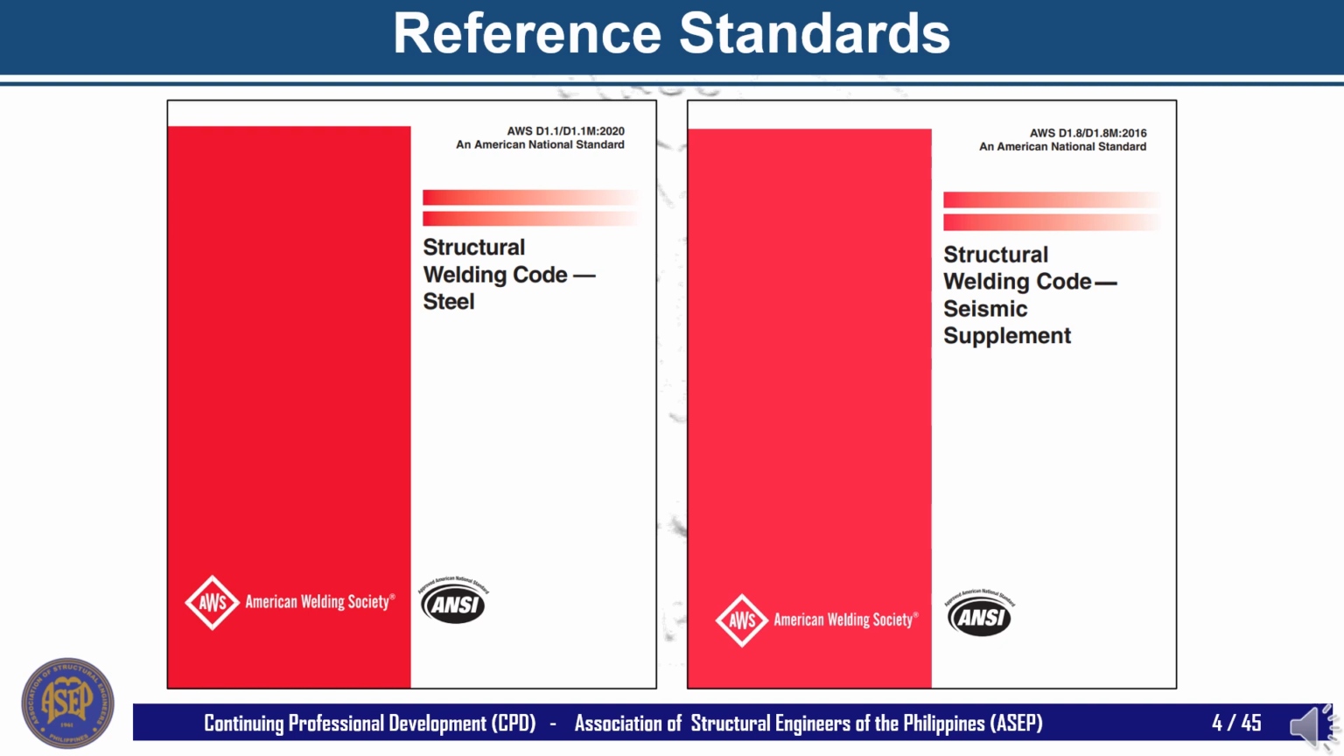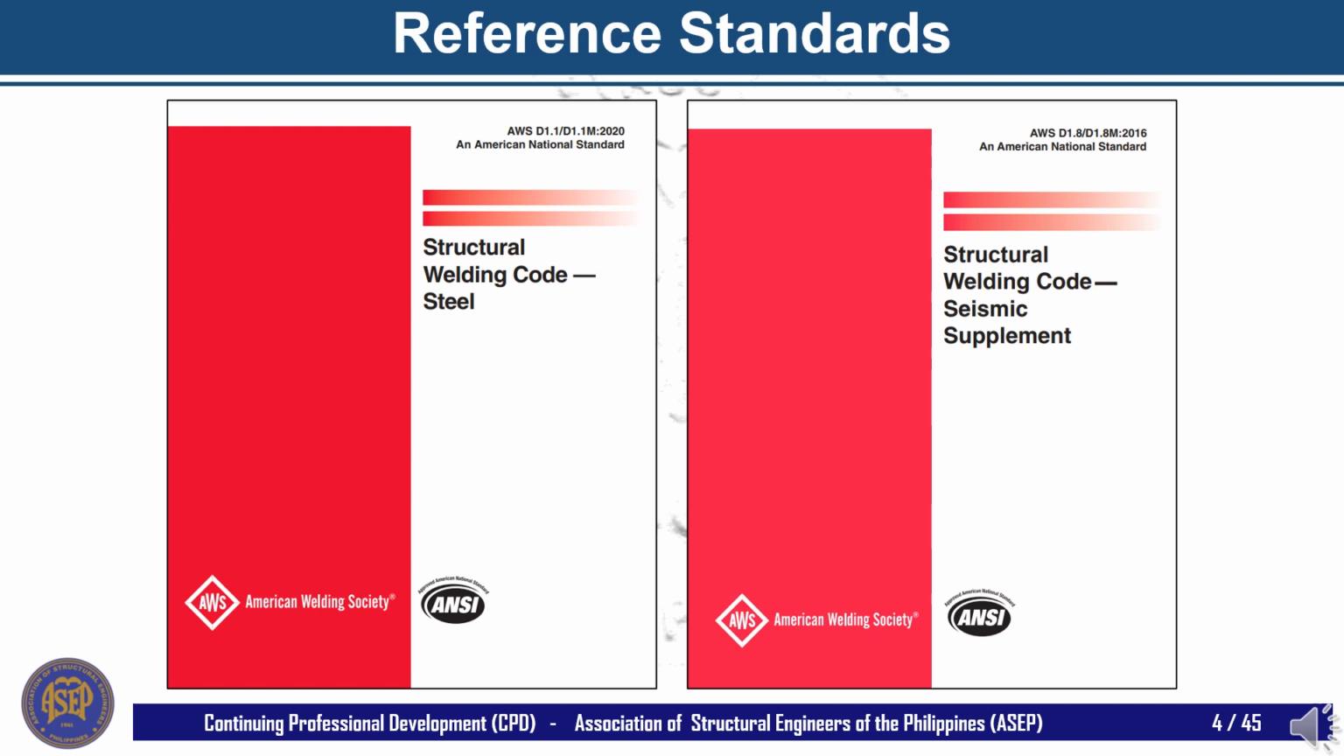Let's start our discussion by looking into some of the welding-related codes and standards. In the Philippines, similar to the United States, a number of welding-related codes and specifications govern the design, fabrication, erection, and inspection of welded steel structures. Shown on this slide are the AWS standards that typically focus on welding issues.